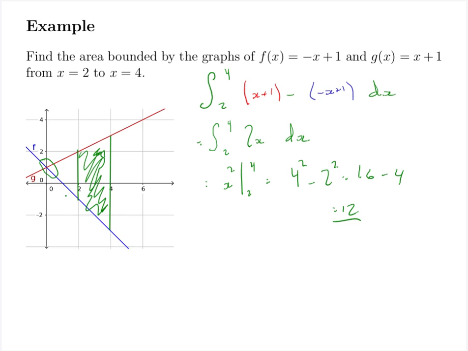For now, as long as we can set these things up with a top and bottom function from a left endpoint to a right endpoint and know how to use the fundamental theorem of calculus, we should be good to go for stuff like this. So give some of these a try. Let me know if you have any questions.